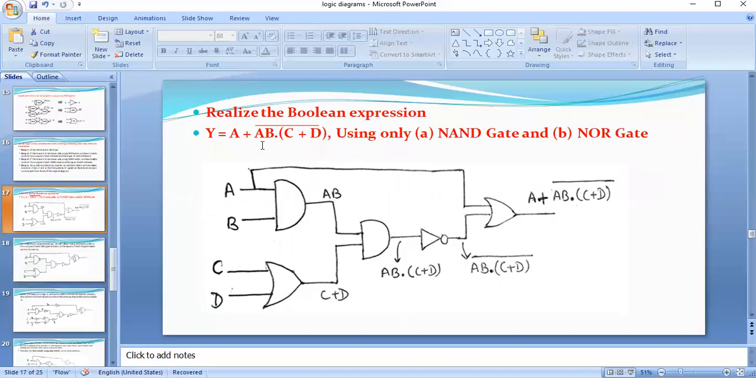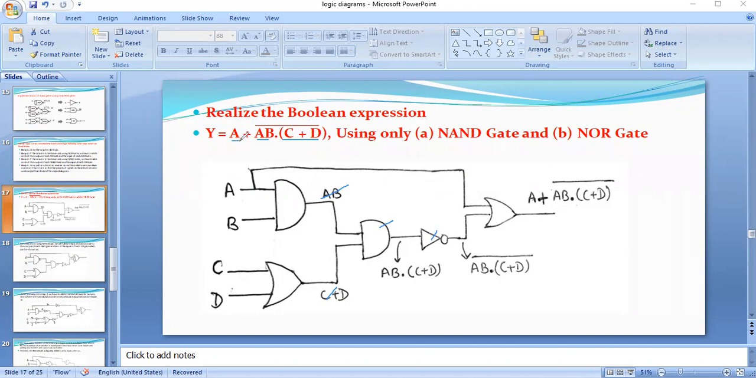So here I'm taking AB as one product term, so here we use one AND gate. After that, C plus D. These two are basic gates. In between these two terms, what we have? Dotted operation, so here again I'm taking an AND gate. After that we have a complement bar, so we have to use an inverter.